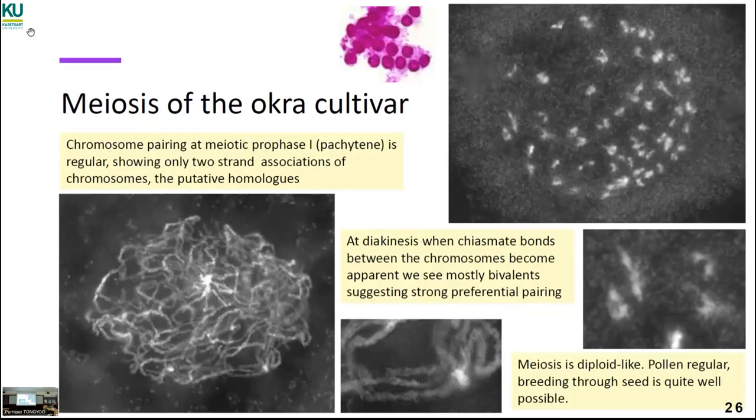So in other words, in a nutshell, you see that meiosis and breeding in sugarcane, as we all know, is very difficult.